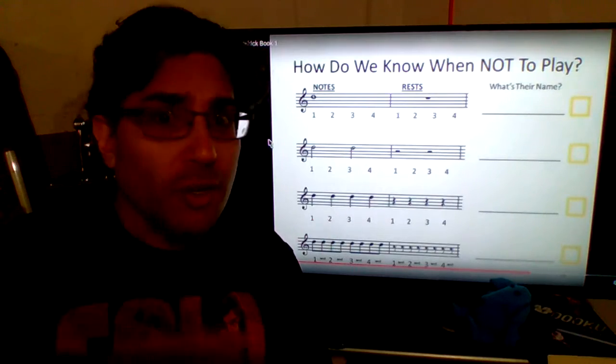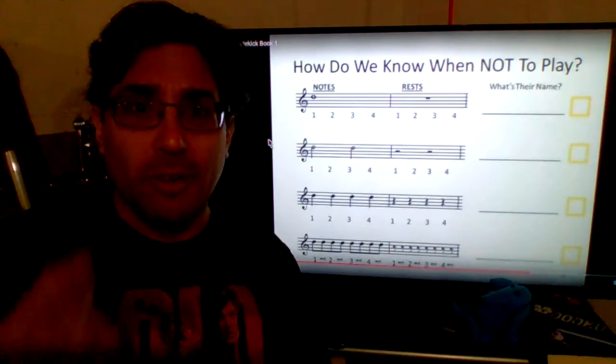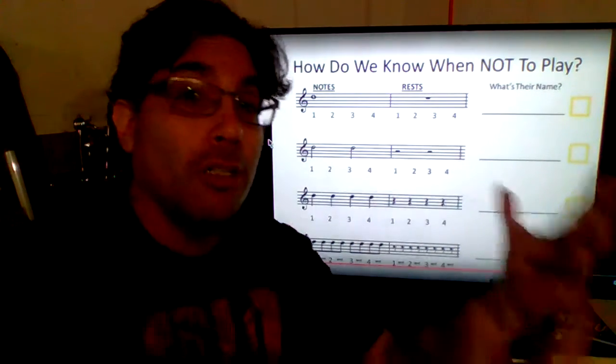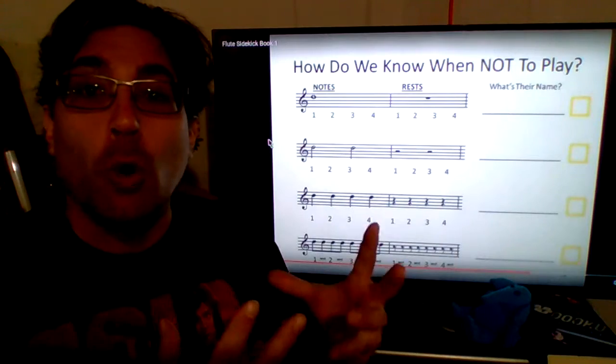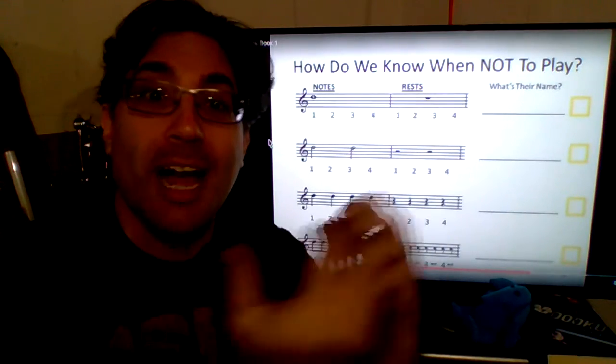Well, you're still going to be keeping a beat with your foot. You're going to be tapping with your foot. Now, for every rhythm that you've learned so far, knowing how long to play a note, there is an equivalent rest, which means the same amount of time not to play.